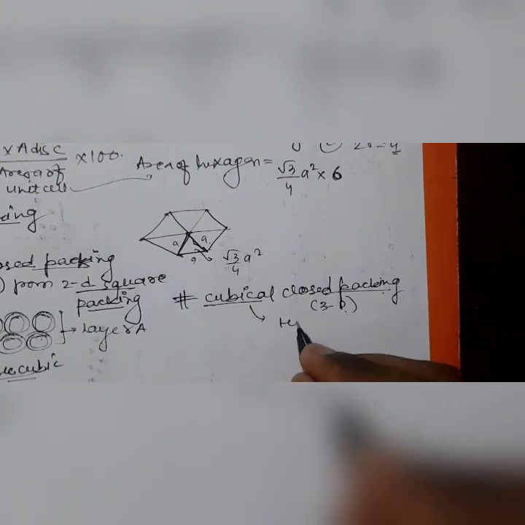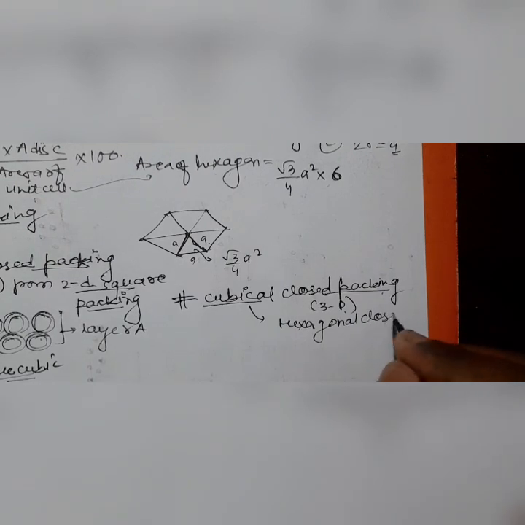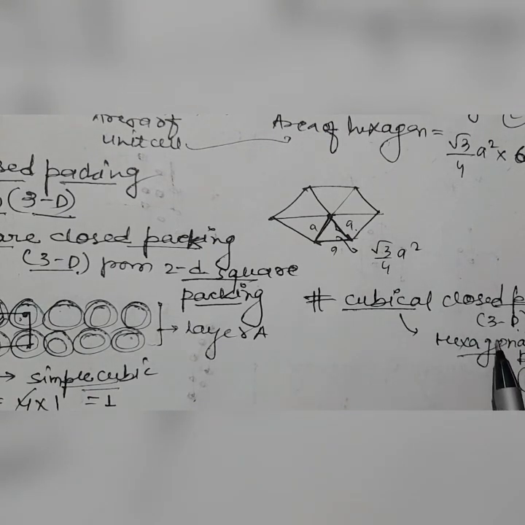It is formed by the hexagonal closed packing 2D. Now we move to another part, that is cubical closed packing, that is 3D. That is hexagonal closed packing, that is composed of the hexagonal closed packing.